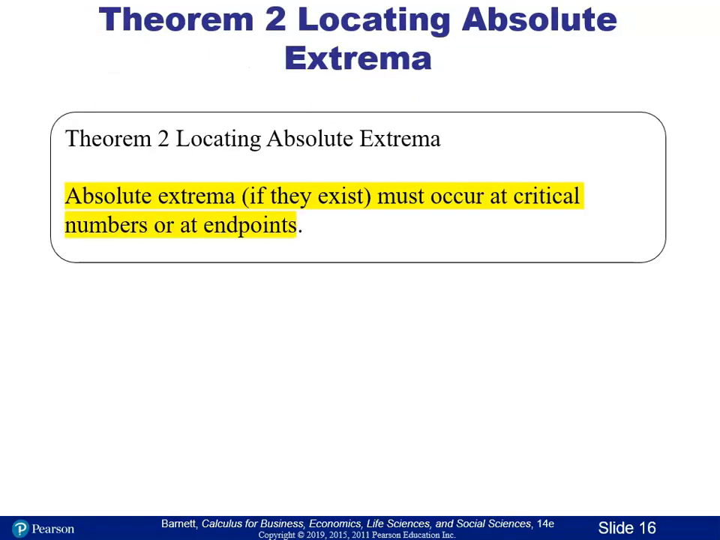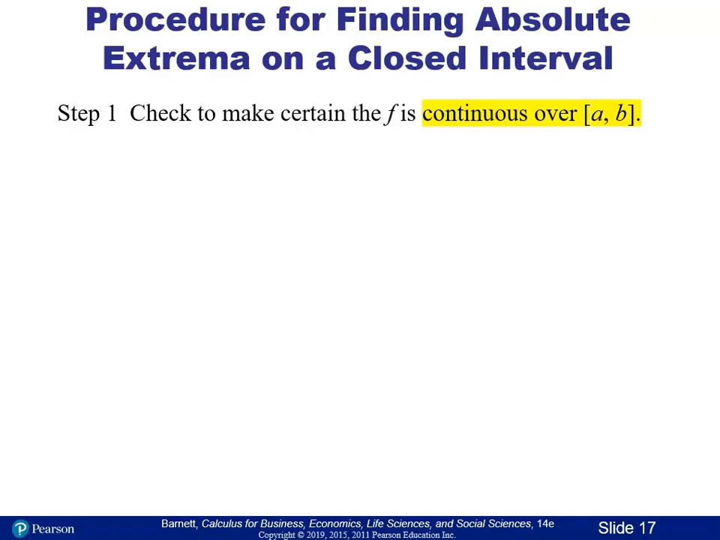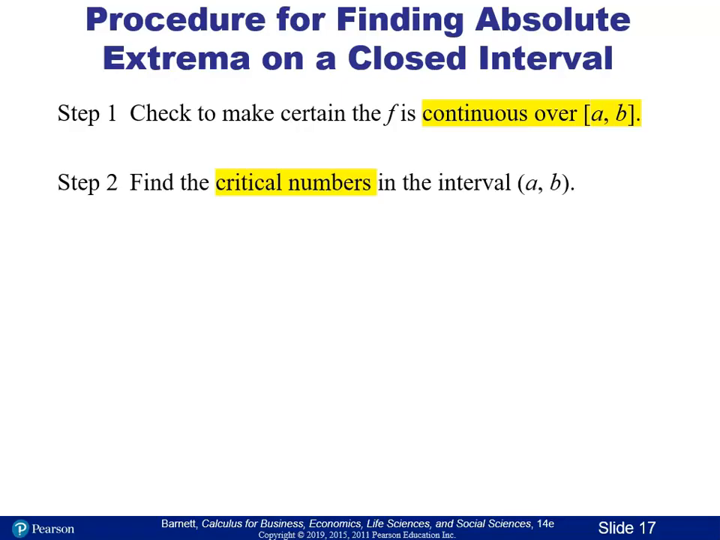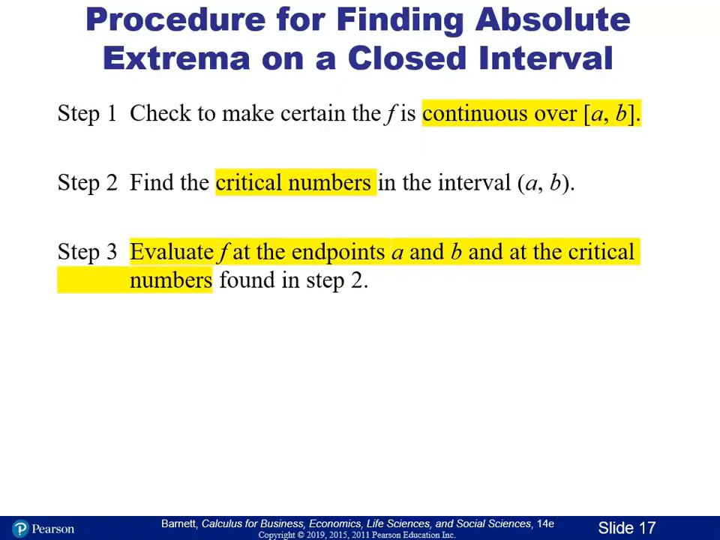Okay, so we have a process for locating our absolute extrema. Absolute extrema, if they exist, must occur at critical numbers or at endpoints. So that's really the things we want to look at. The first thing, make sure you're talking about a continuous function on that interval. It might not be continuous for all values, but as long as it's continuous on the closed interval, you're okay with that. You want to find your critical numbers in the interval itself. Your critical numbers, if you recall, are when your derivative is equal to 0 or when it's undefined.